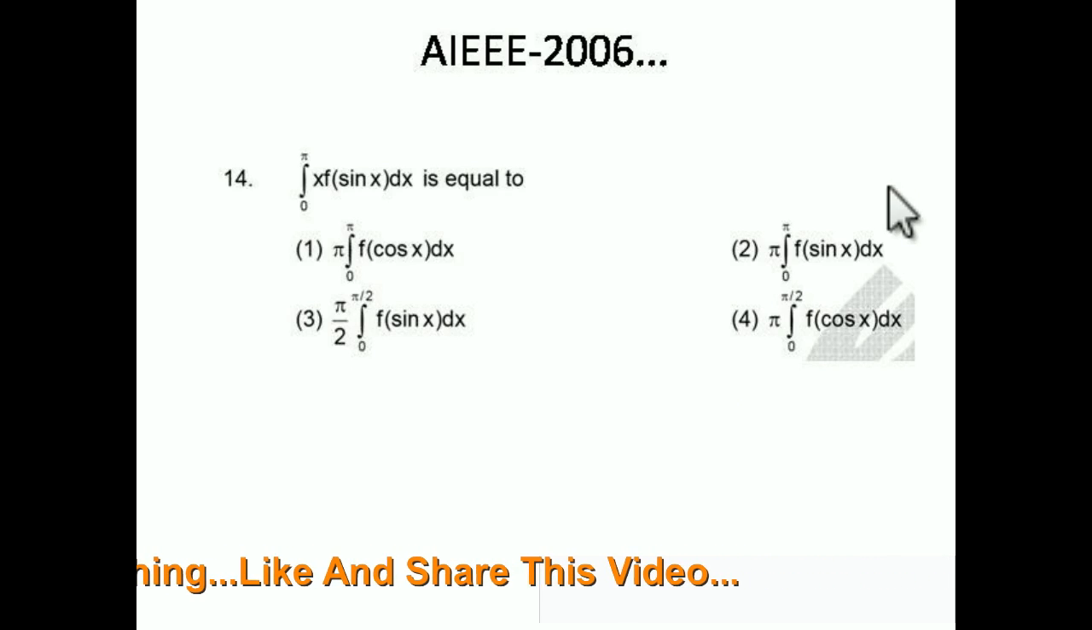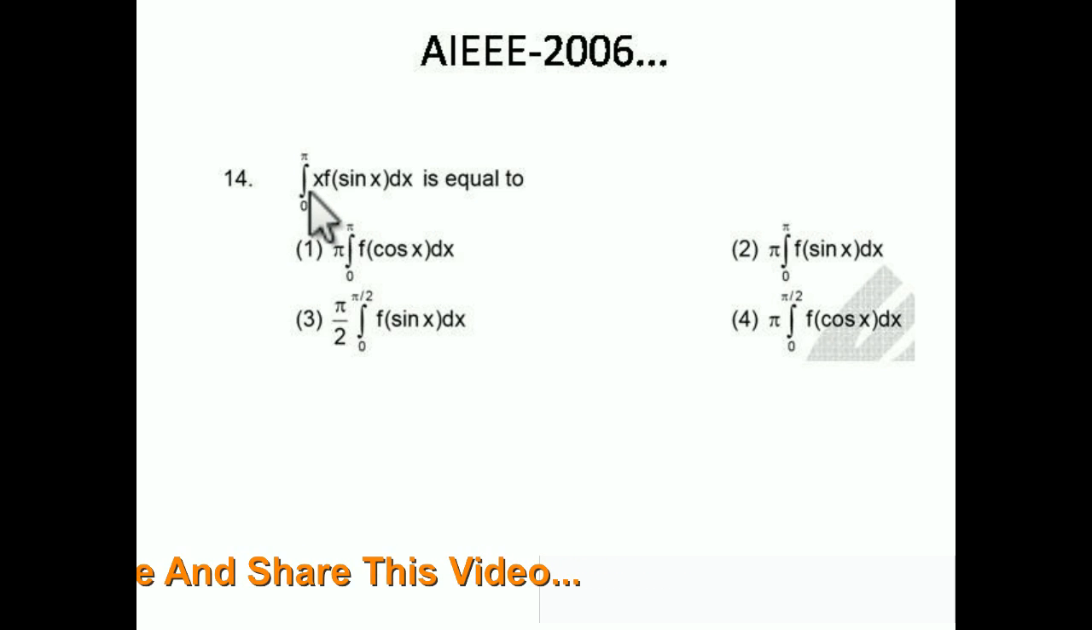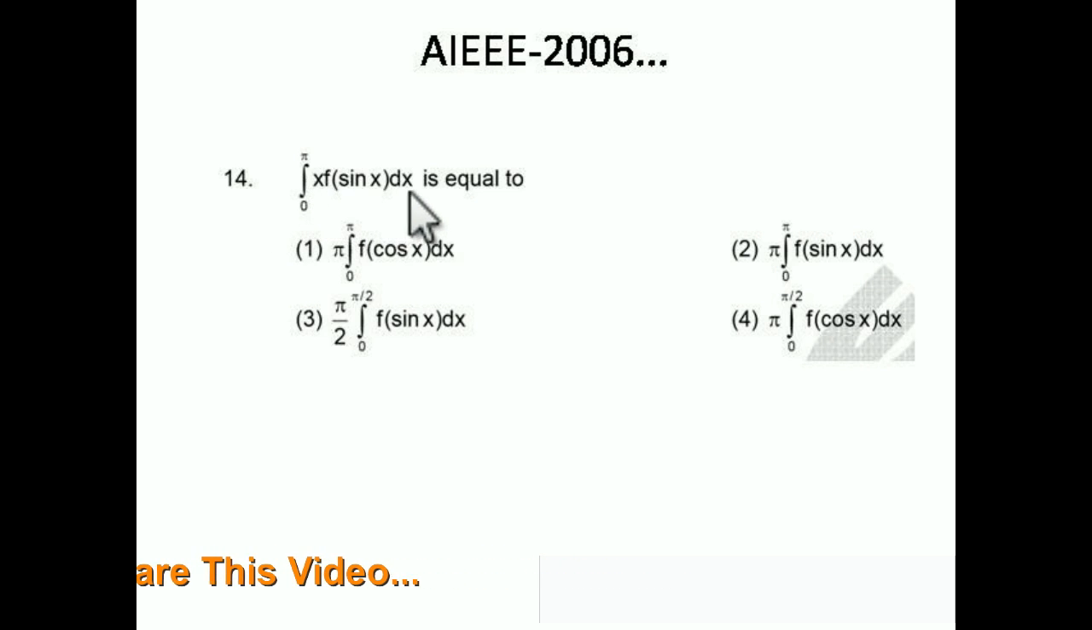So let's get started. The first one: integral from 0 to pi of x f of sin x dx is equal to. Now this is a very basic formula. We all know that integration from a to b of f of x dx is equal to integration from a to b of f of (b plus a minus x) dx, that means upper plus lower minus x. So in place of x I'm just going to put pi plus 0 minus x.